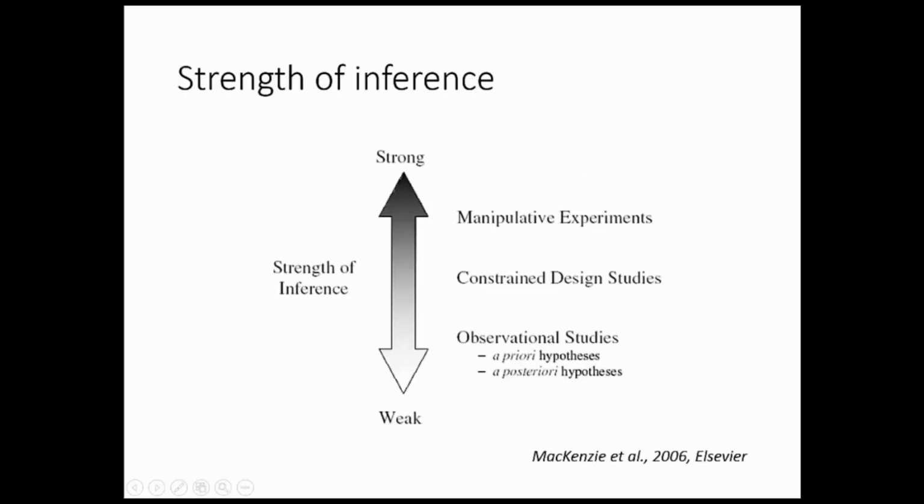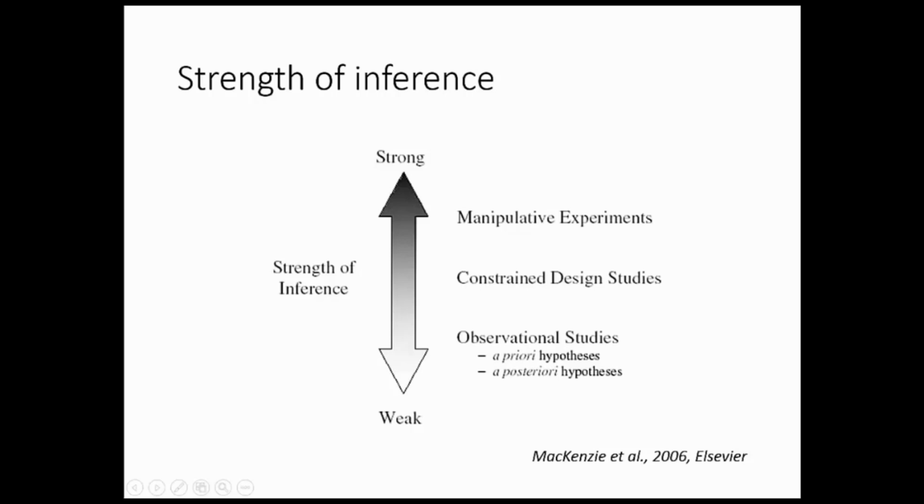So here is a cartoon of strength of inference, and at the top we have manipulative experiments where we have treatments and controls, and where the experimental units are randomly assigned to the treatments. In the middle we have a constrained design where we may not have a control but randomization. And on the lower end, we have observational studies, which is the realm of many of our tagging studies.